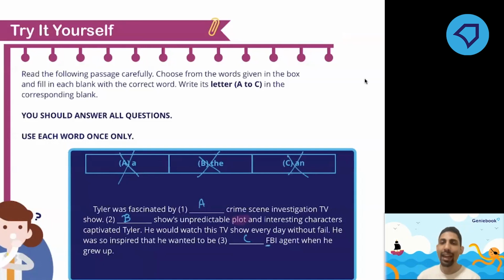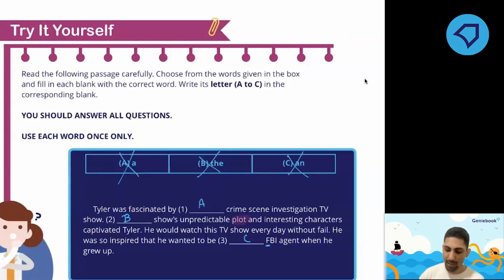FBI starts with the letter F. We use the article "an" when the next word starts with a vowel sound. Say it with me: vowel sound. Shall I make it more clear? F is F. See, the first sound is F.